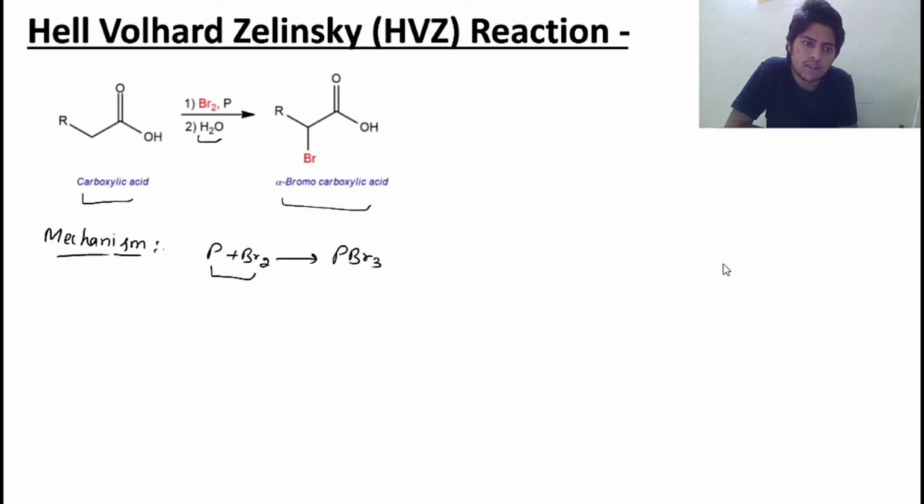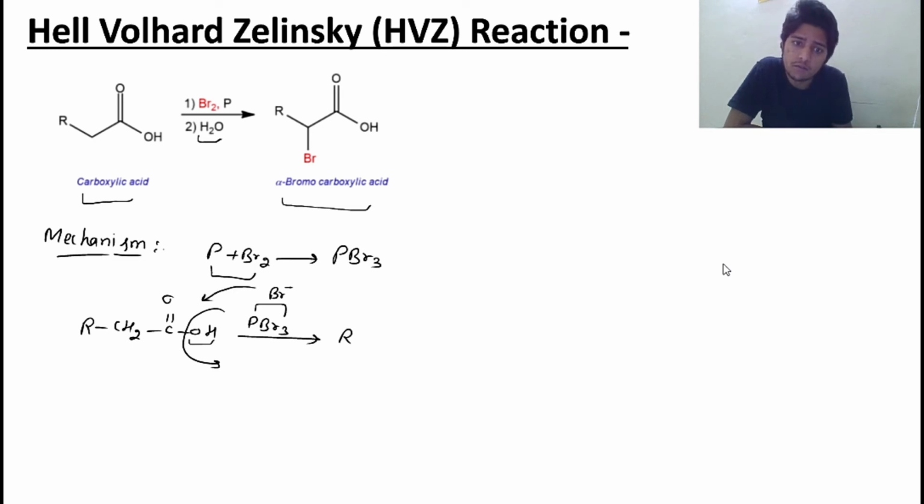Now we have the acid, RCH2COOH, and it will react with this PBr3. So the reacting species is PBr3, not phosphorus plus Br2. Simple substitution will happen. From PBr3 there is a nucleophile Br minus, and here is the nucleophile OH minus. So this OH minus will be replaced with this Br minus. Finally we have RCH2COBr formed.